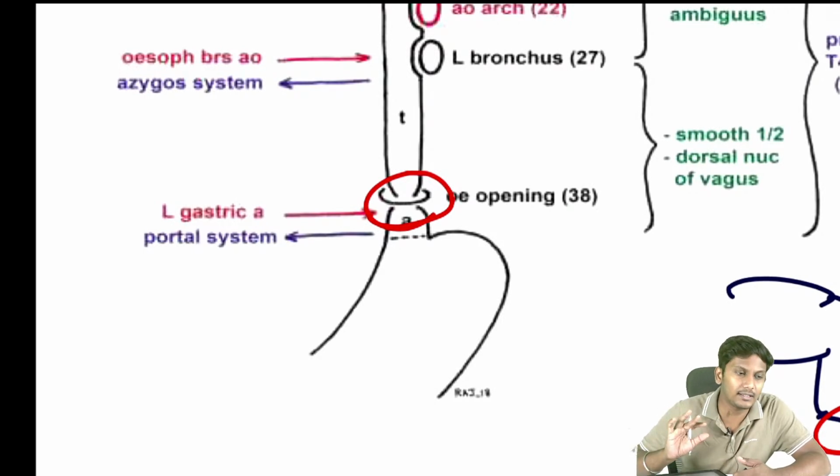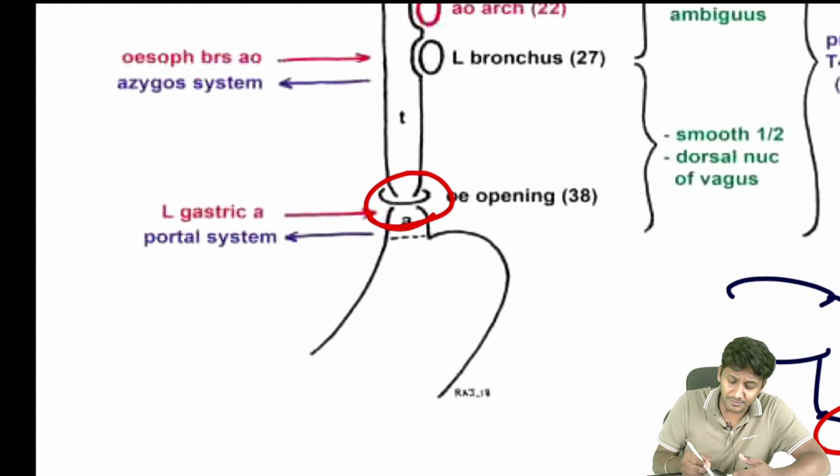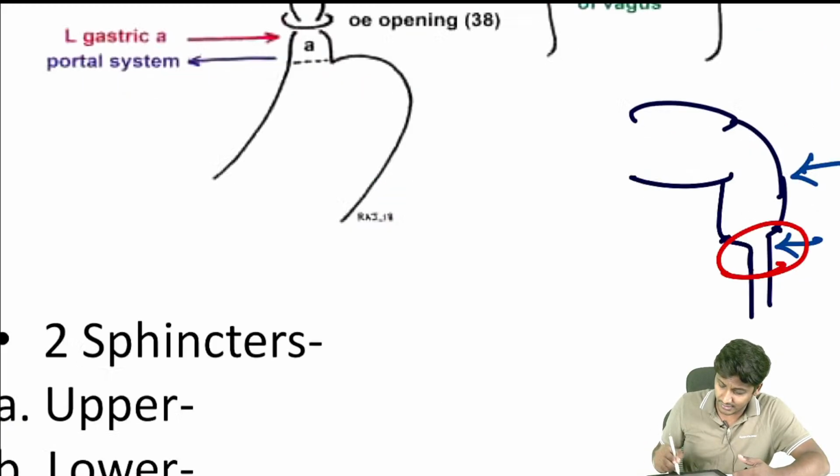When the esophagus connects with the stomach at the gastroesophageal junction, at this gastroesophageal junction we also have another sphincter. That is what is called the lower esophageal sphincter. That is what is known as the lower esophageal sphincter. Okay, we'll talk about the sphincters later.